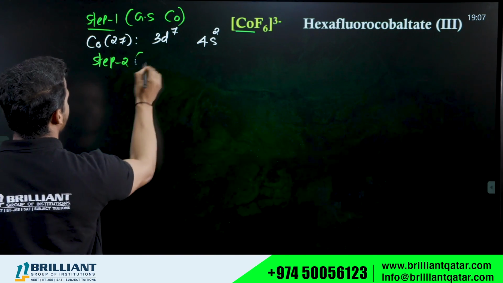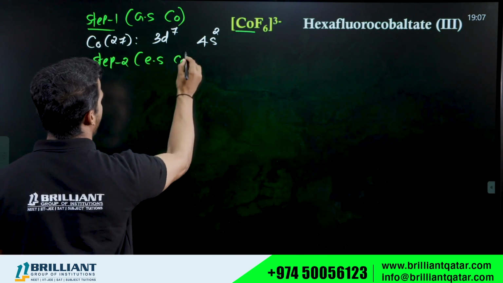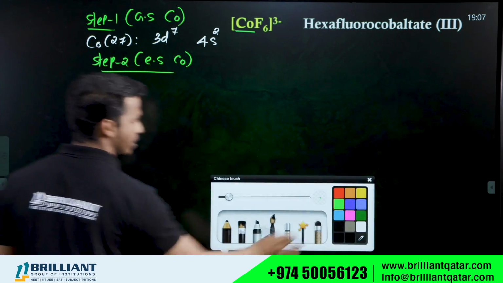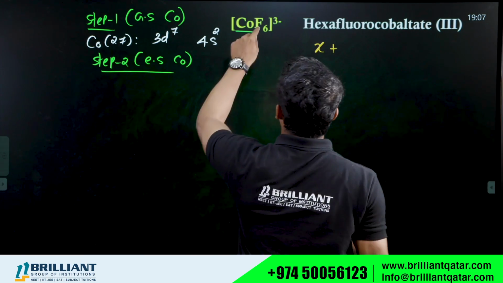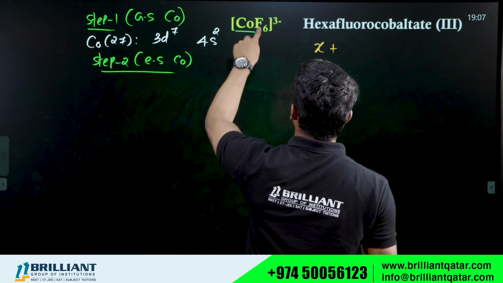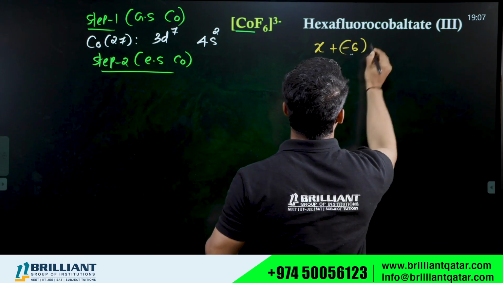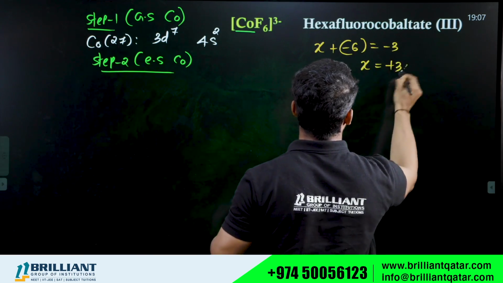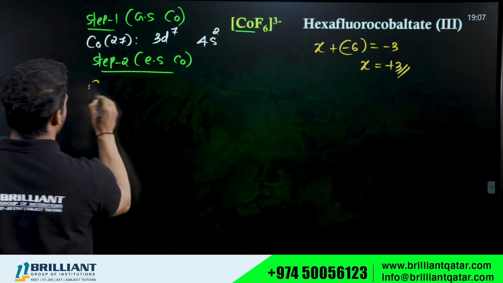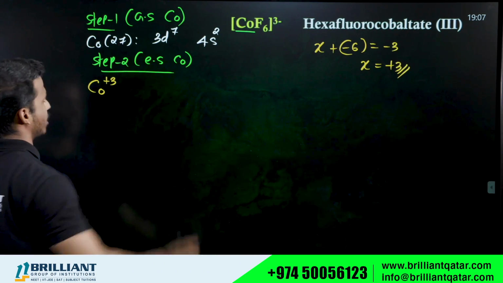Step number 2 is nothing but the excited state of cobalt. Please calculate the oxidation state of cobalt. Cobalt oxidation state is X. Fluorine charge, you know, is -1. 6 fluorine charge is -6. Overall charge of the complex is -3. Here oxidation state is +3. So here cobalt is in 3+ oxidation state.